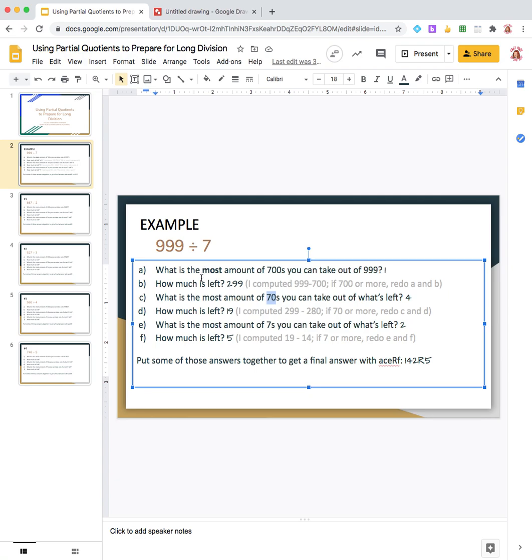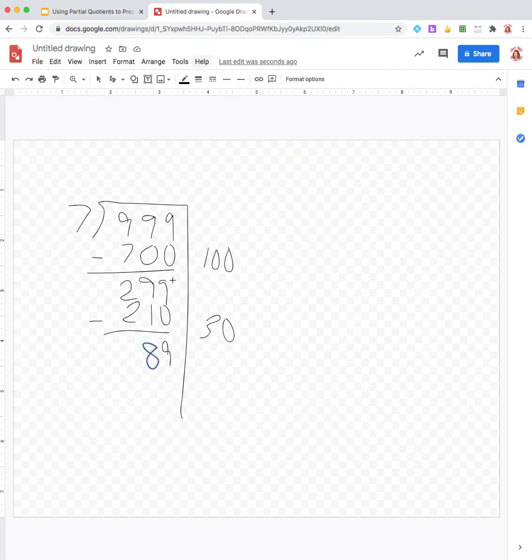Problem is, it said, what's the most amount of 70s I can take out? So therefore, if I have 89 left, I didn't take out the most amount of 70s I could. So that's a situation where I have to go, no, that didn't work out like I thought. I should have taken out 4 sets of 70. And in your partial quotients model, you would put a 40 over there for that. 4 sets of 70 is 280.